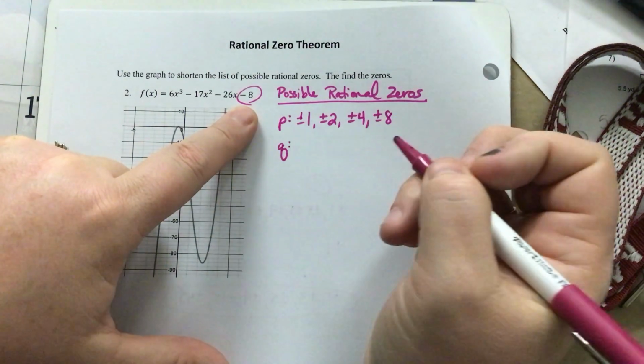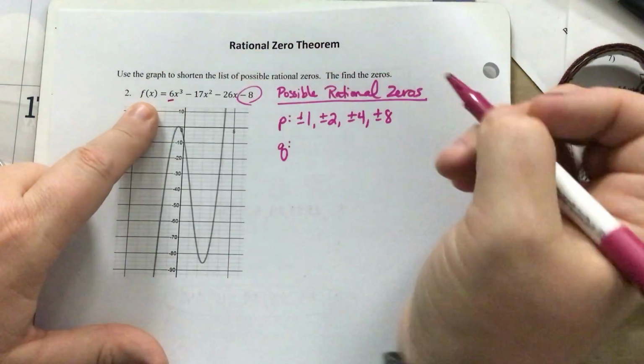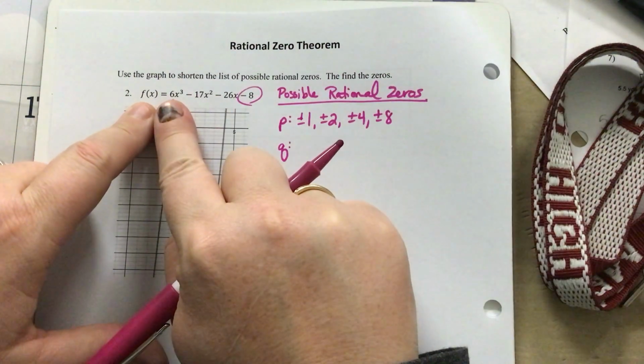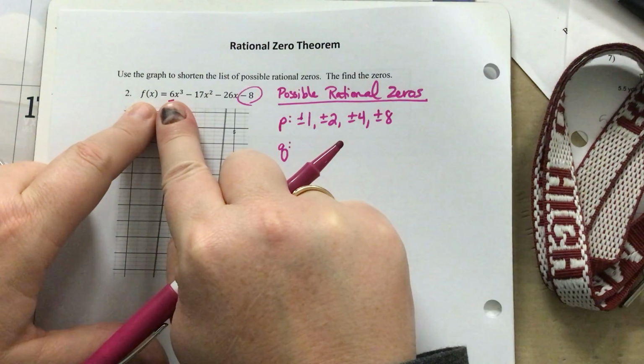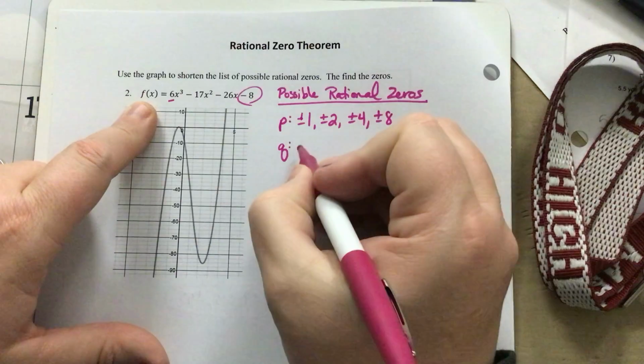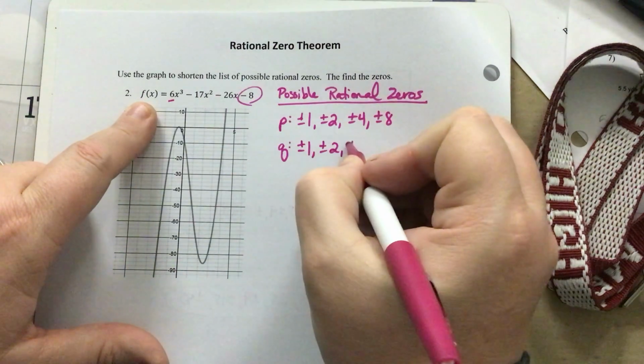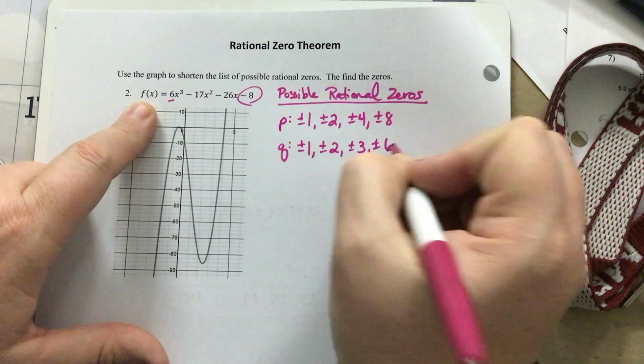Okay. Our Q values are the factors of our lead coefficient. The last one was a 1. What's the lead coefficient in this problem? 6. A 6. So I need to list out factors of 6. What are those? 1, 6, 2, 3. Okay, so 1, 2, 3, and 6.